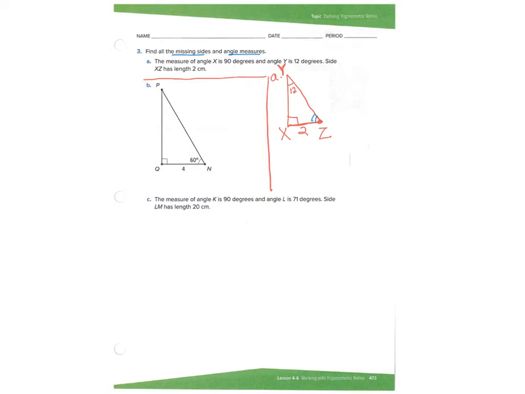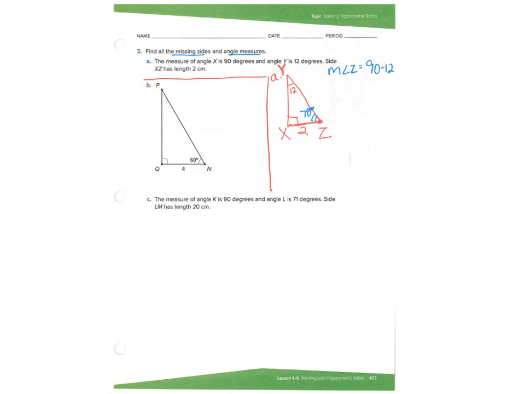are complementary. So to find the measure of angle Z, I'm simply going to do 90 minus 12, and when I do 90 minus 12, I get 78. So I'm going to write a 78 degree inside there. So now I'm left with finding two sides. And so I can use my trig functions on either the 78 degree angle or the 12 degree angle. You actually have a lot of options here.